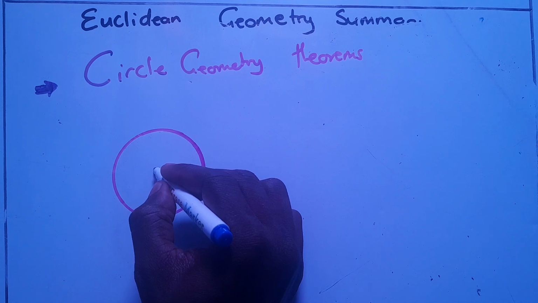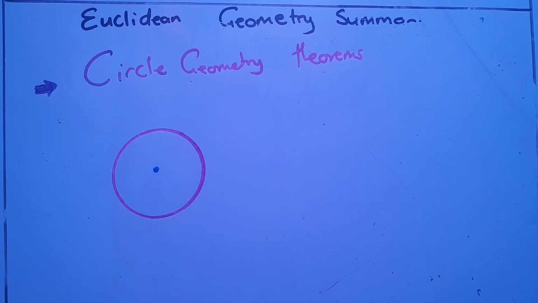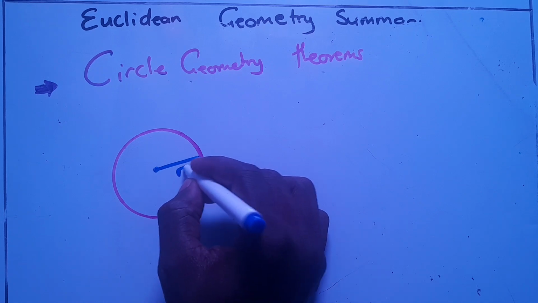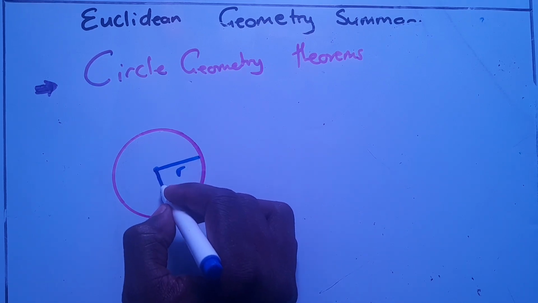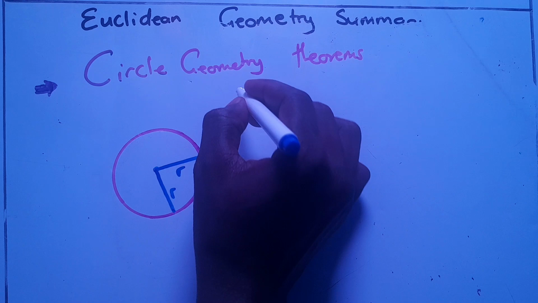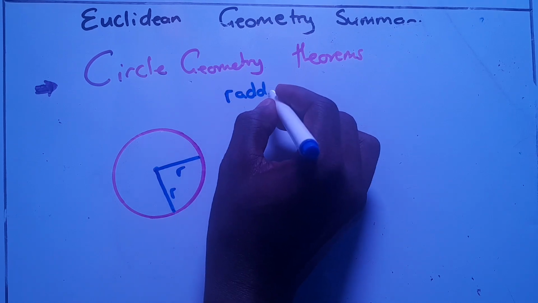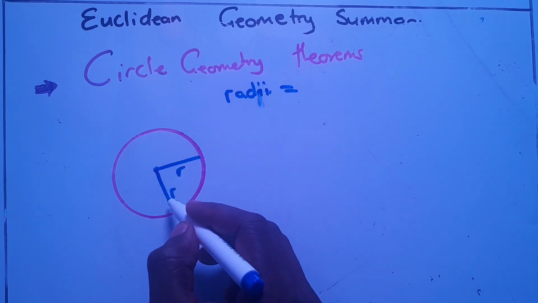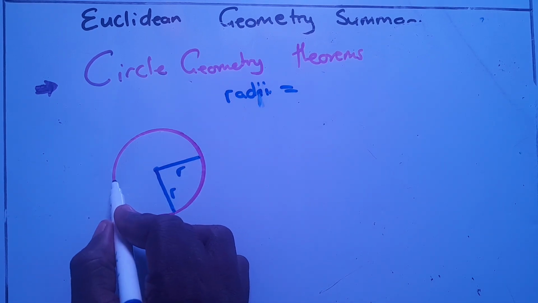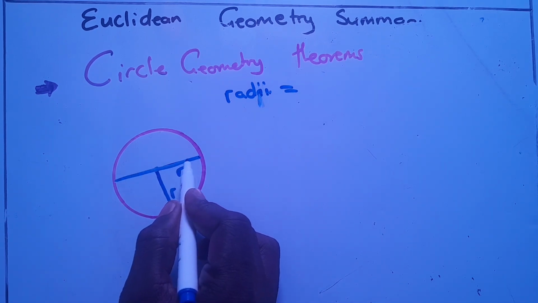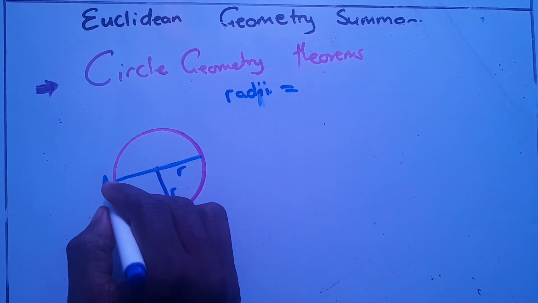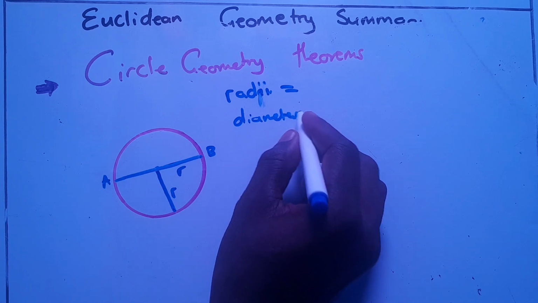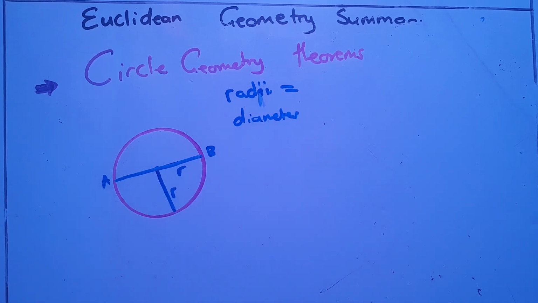So obviously we have the center there, right? So any line from the center to the circumference, we'll call that the radius. So we can have like this. So we know that all the radii are always equal, right? So this line will be obviously equal to this line, and if we join like that, it means that our AB is a diameter, right? So this AB is a diameter.